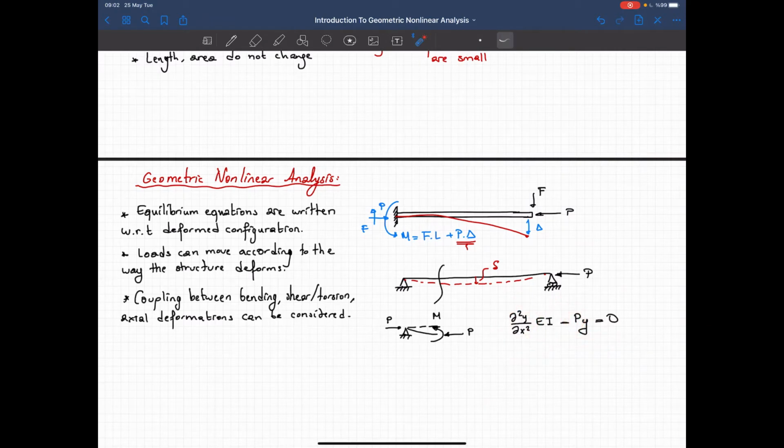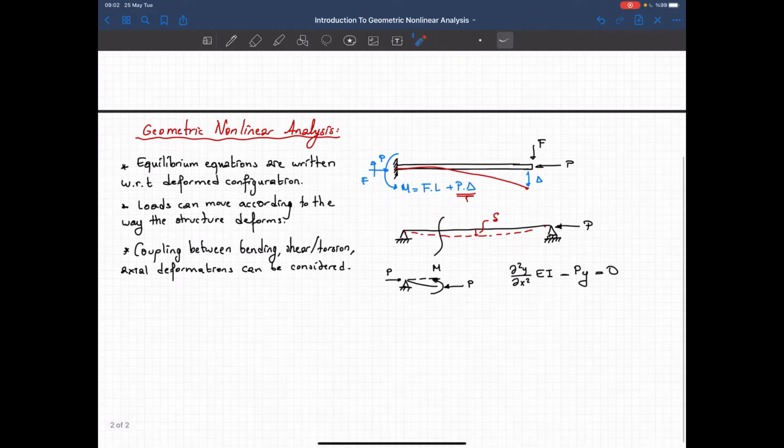So in other words, with this simple case, we consider a coupling between the bending and the axial deformations. And you can also find other ways to couple in your formulation, shear, bending, and maybe all of them. So this is what we do in the geometric nonlinear analysis. The other issue is the effect of finite deformations. So we no longer say small deformations, but finite deformations.